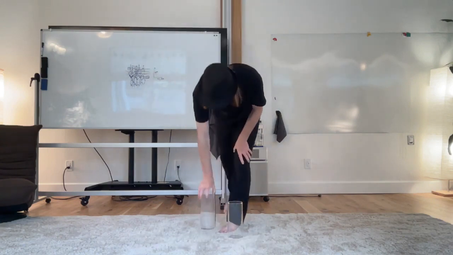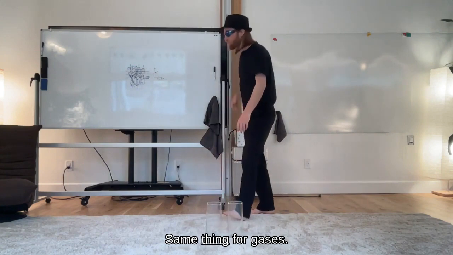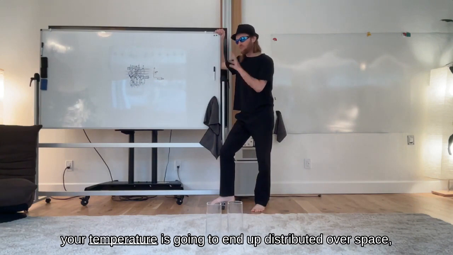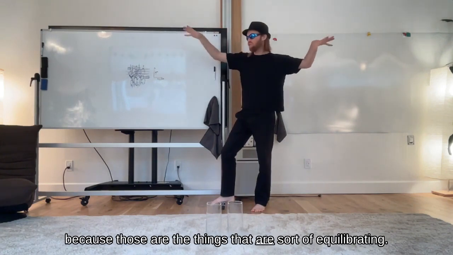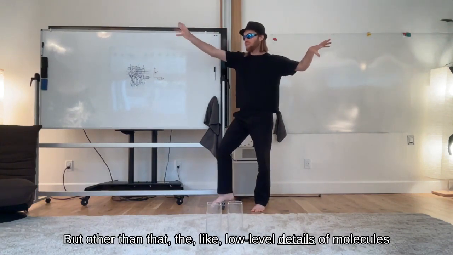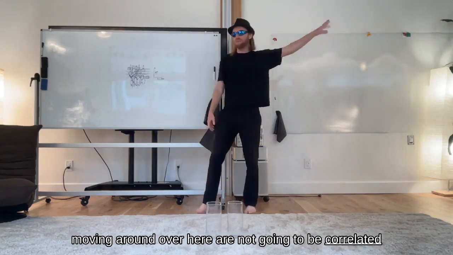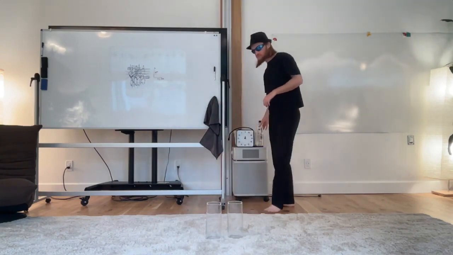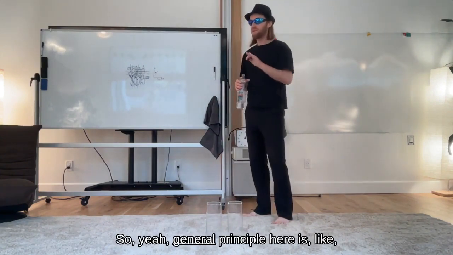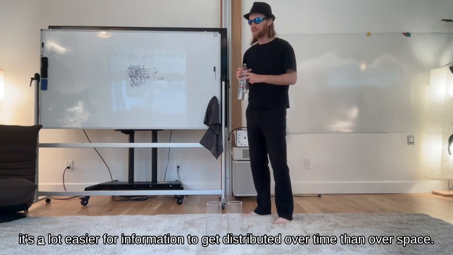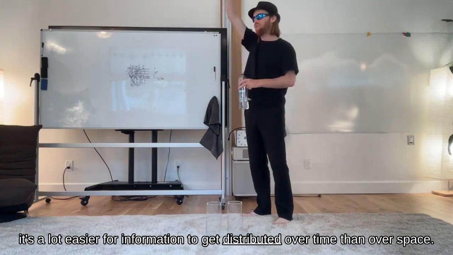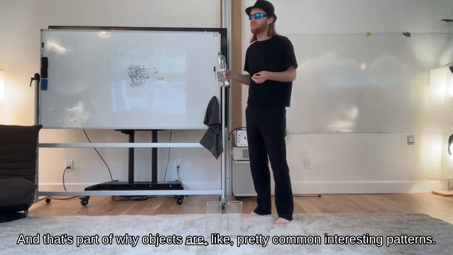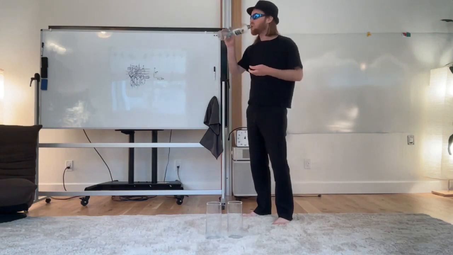For solids, for gases... Same thing for gases. The stuff that's distributed over space, like your pressure and your temperature, is going to end up distributed over space, because those are the things that are sort of equilibrating. Yeah. But other than that, the low-level details of molecules moving around over here are not going to be correlated with the low-level details of molecules moving around over there. Okay. So the general principle here is that it's a lot easier for information to get distributed over time than over space, and that's part of why objects are pretty common, interesting patterns.